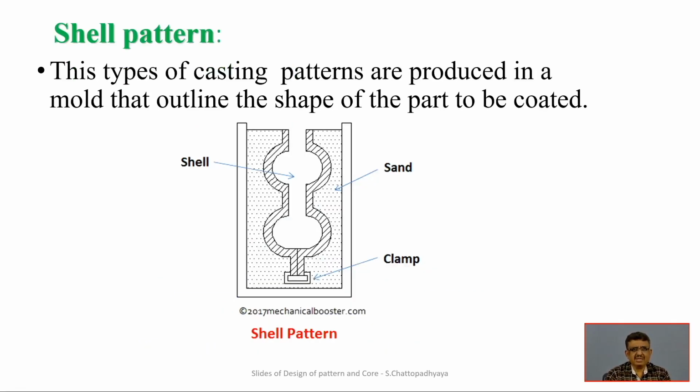The next one is the shell pattern. This type of pattern is produced in a mold, outlining the shape of the part to be coated. So only that part is given. Typical shells are used to make slightly complex hollow castings, and for that, the outline of the shaped part has to be coated, and on the basis of that, these kinds of shell patterns are used.